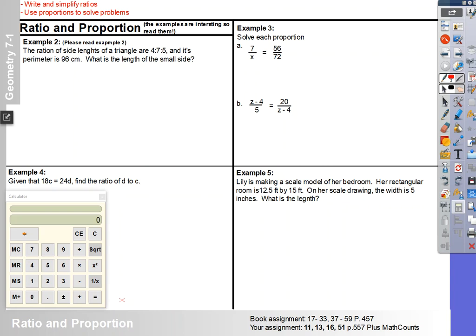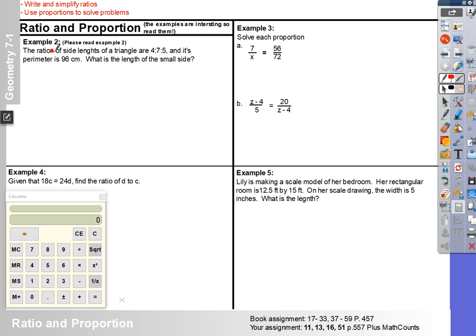The ratio. It should read ratio. I love it when I do these and I find my own typos. The ratio of side lengths of a triangle are 4 to 7 to 5, and its perimeter is 96 centimeters. So what is the length of the small side? That is a good question, isn't it?